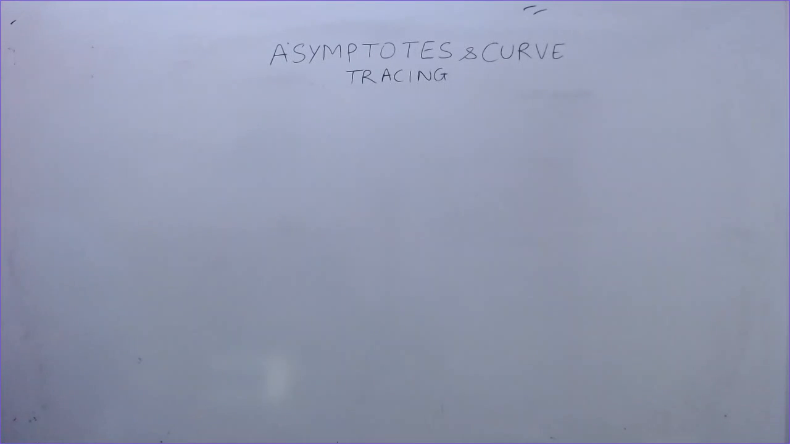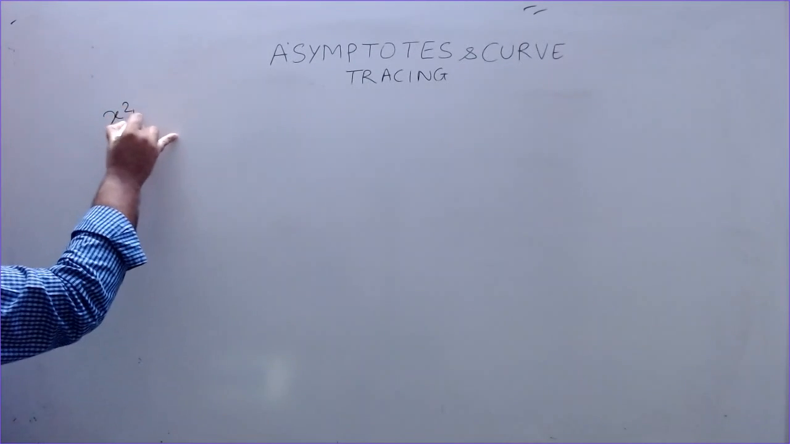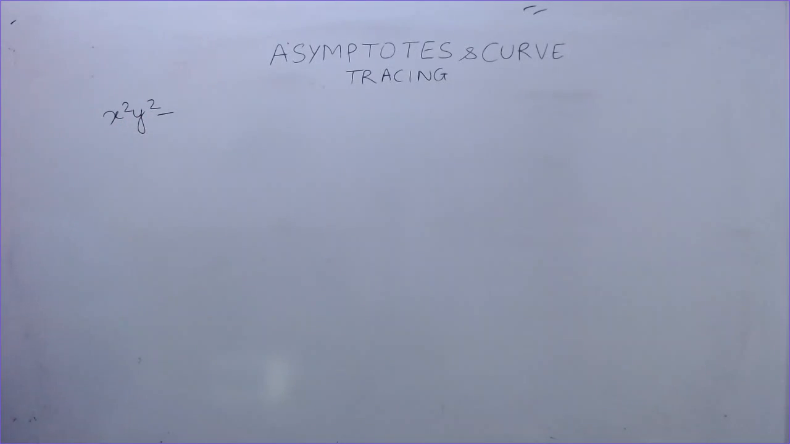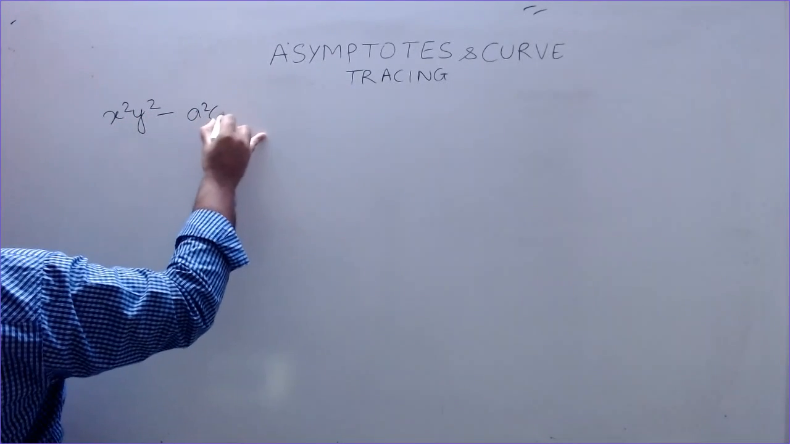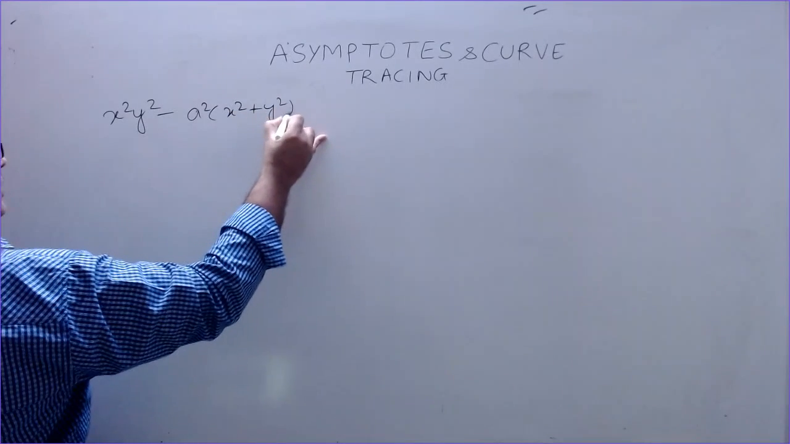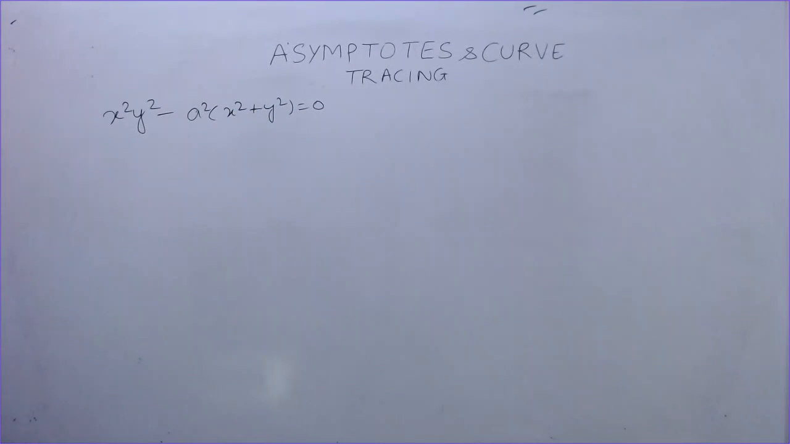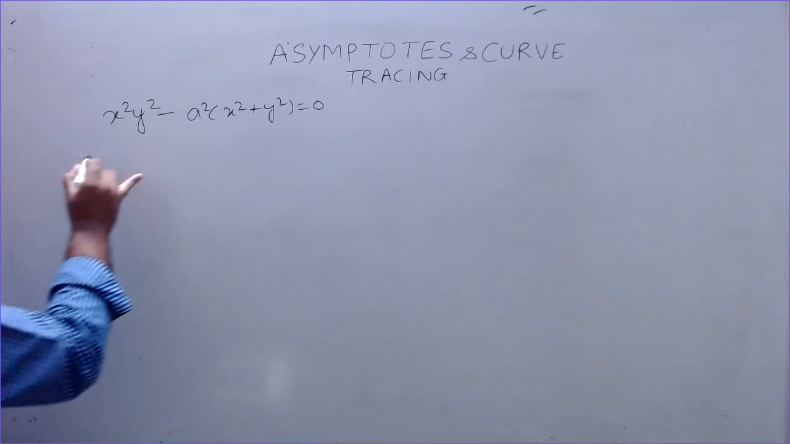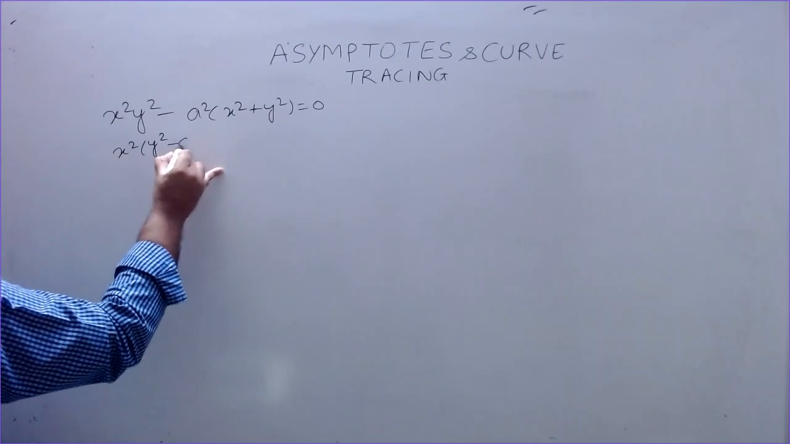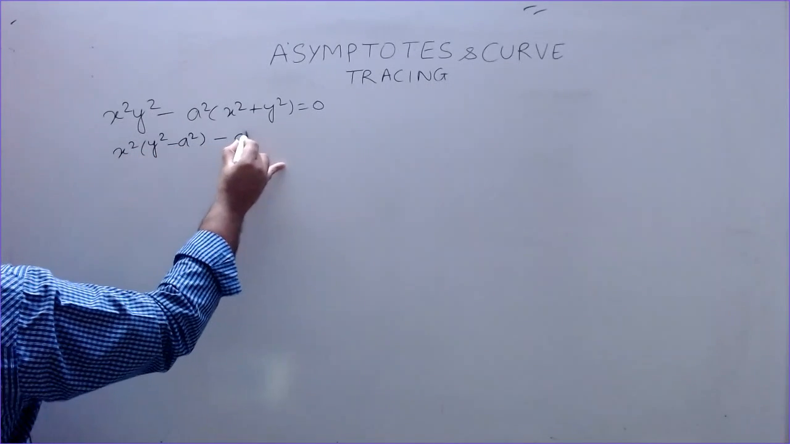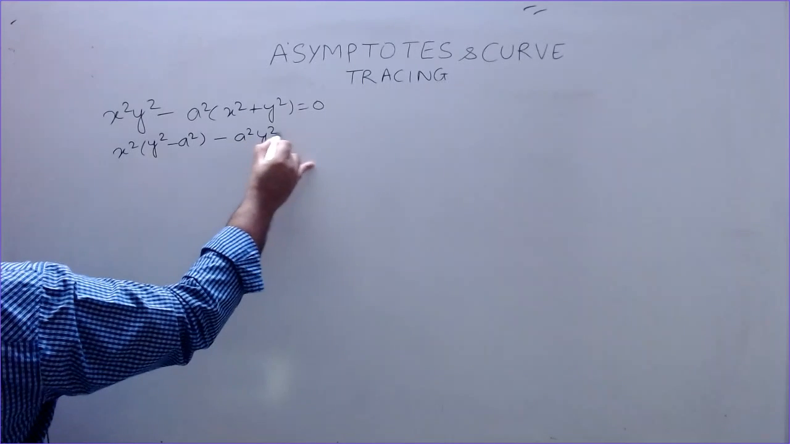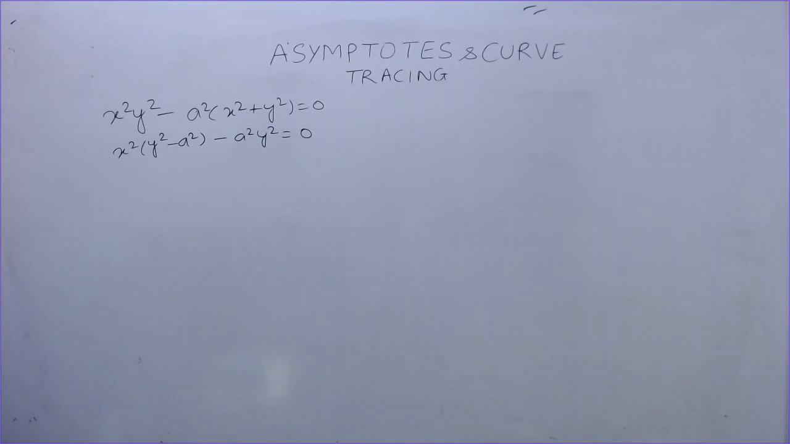Suppose the equation given here is x squared y squared minus a squared x squared plus y squared equal to 0, and we have to find the asymptotes which are parallel to the axis. So you can write this equation in this form. Now what is the highest degree term of x?